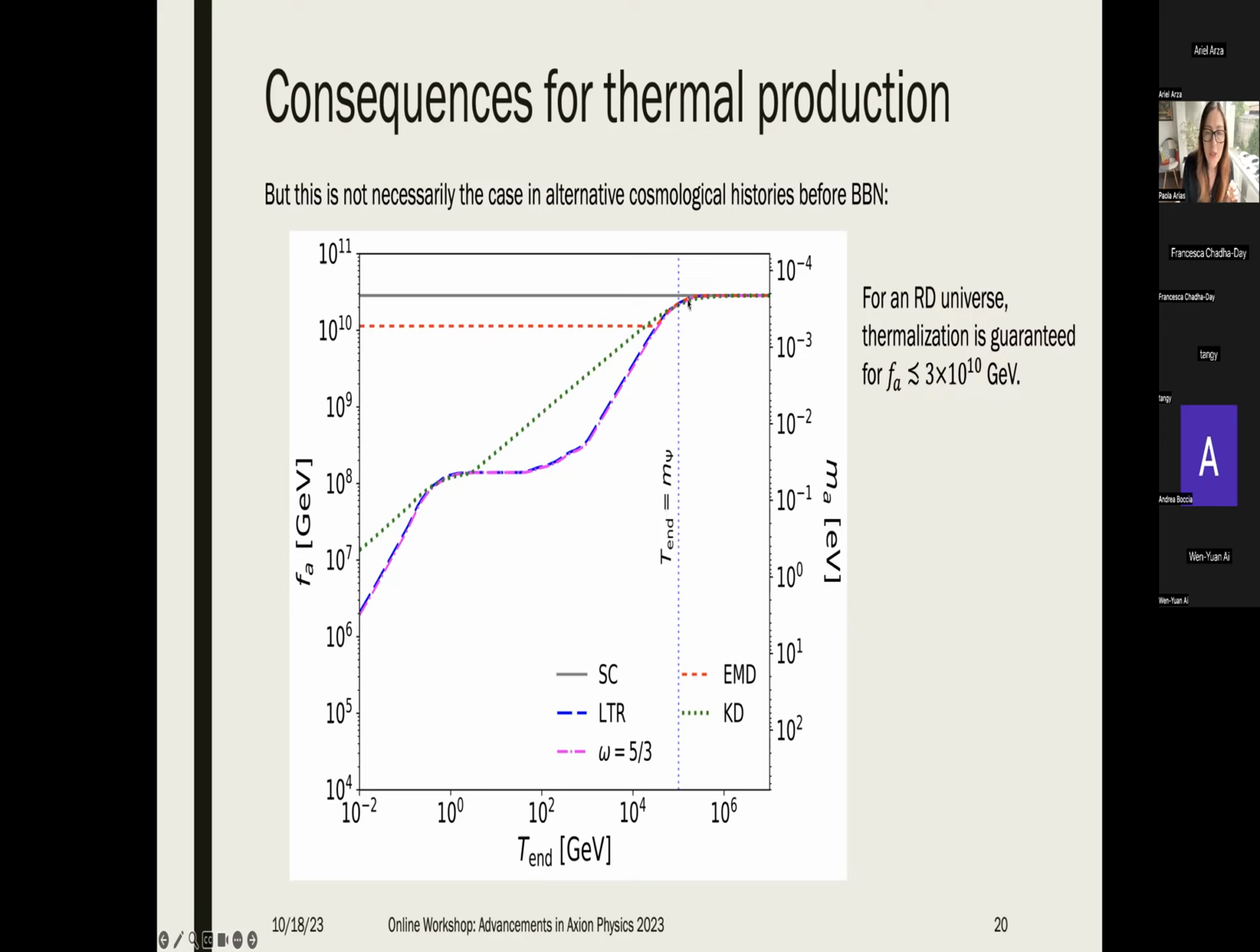Well, I haven't explained, sorry. Everything below the curves is in thermal equilibrium for the given parameters Fa and Tn. So for instance, for low temperature reheating, depending on the end temperature, the thermalization of the axion can be really delayed to higher masses.